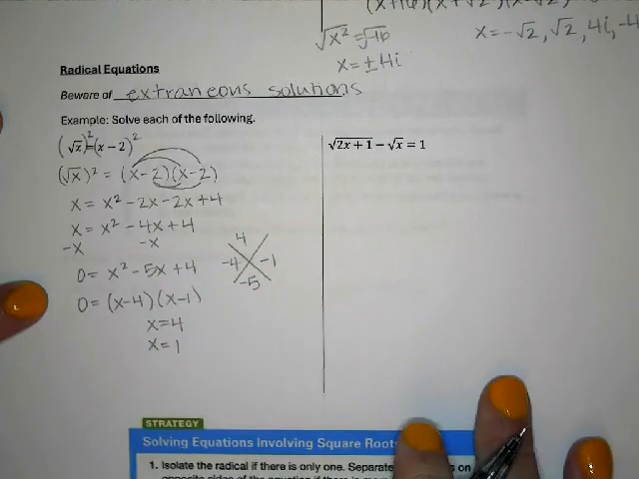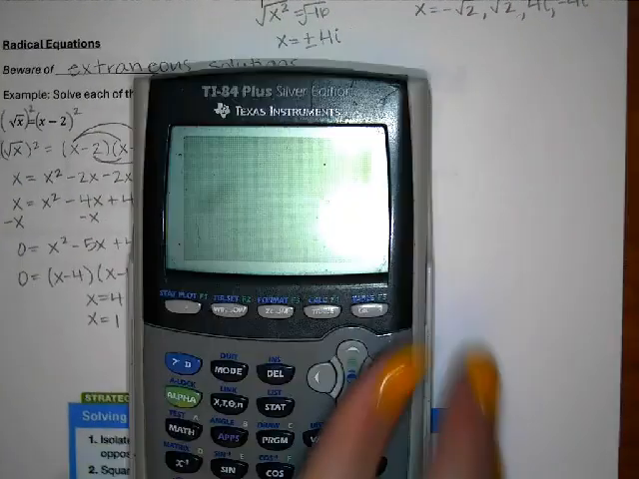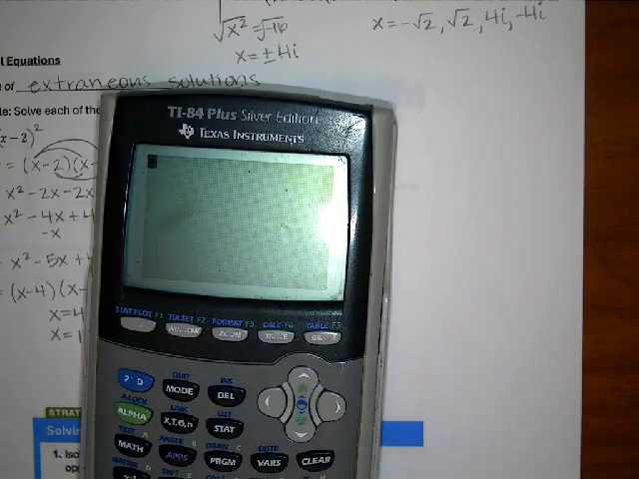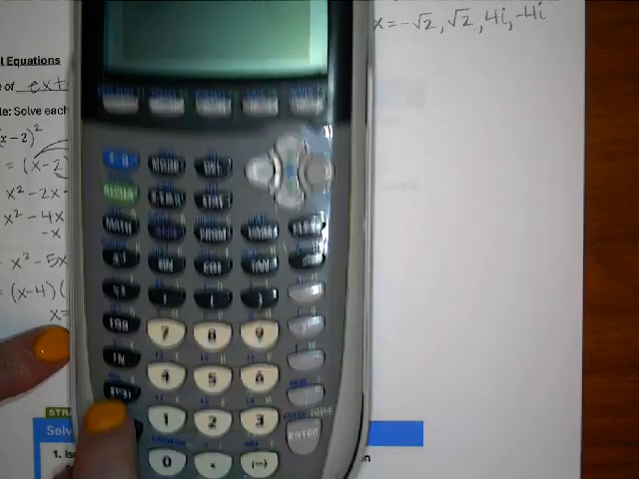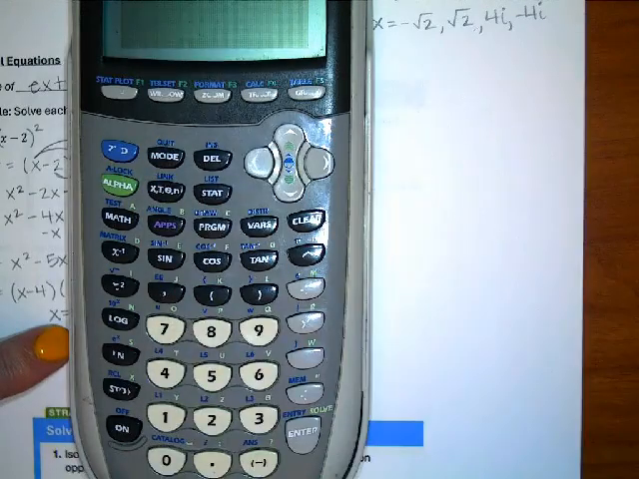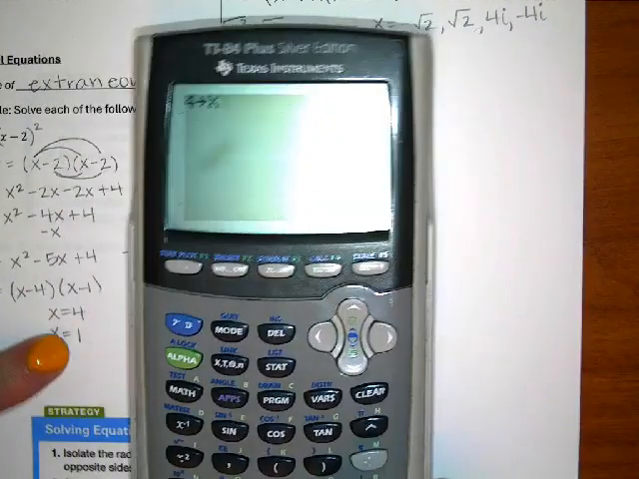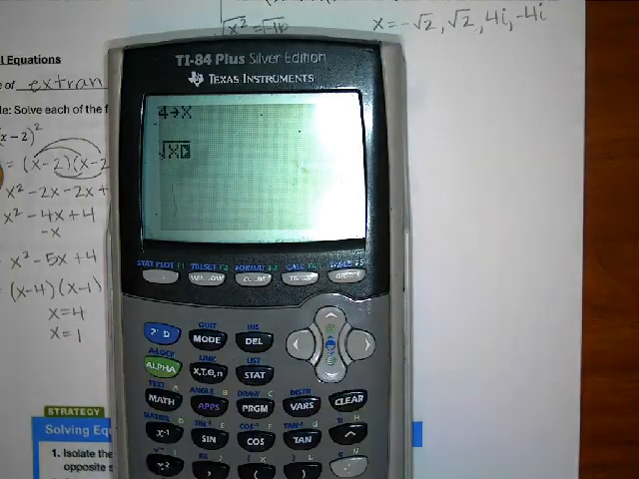So what I'm going to do is grab my calculator. I'm going to take 4, hit the store button, STO, and store this for X. And then I'm going to make sure that if I plug in the left side of the equation, square root X, and plug in the right side of the equation, X minus 2, it gives me the same answer, and it does. They're both 2. So 4 is a good answer.